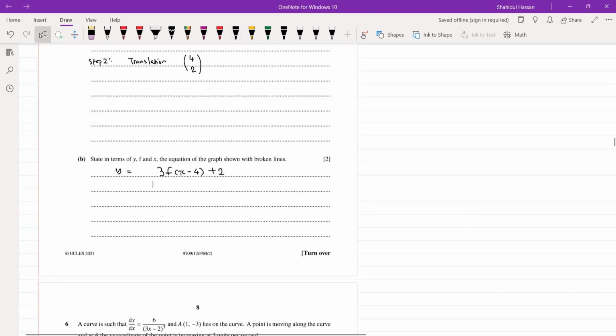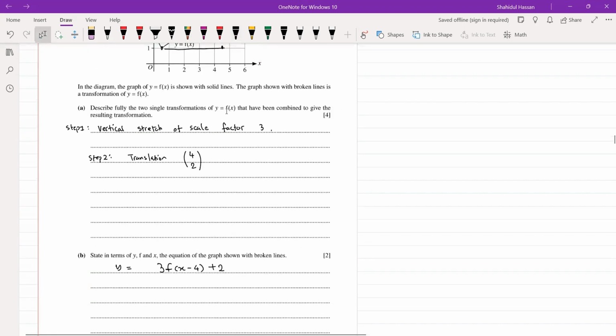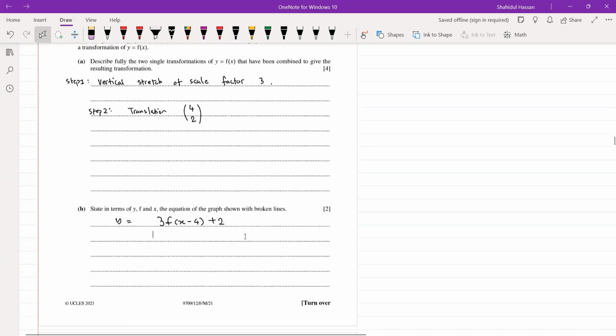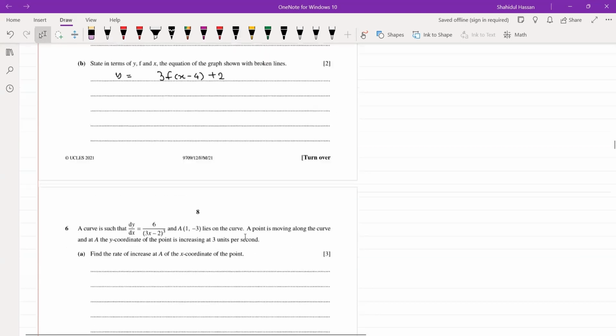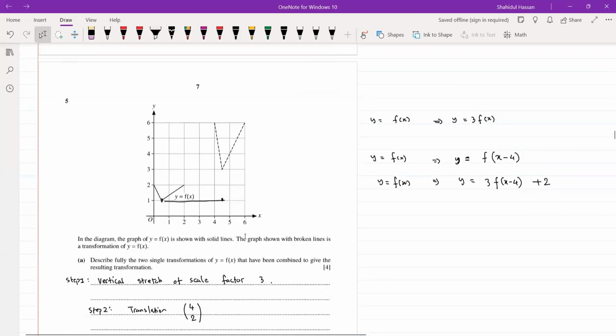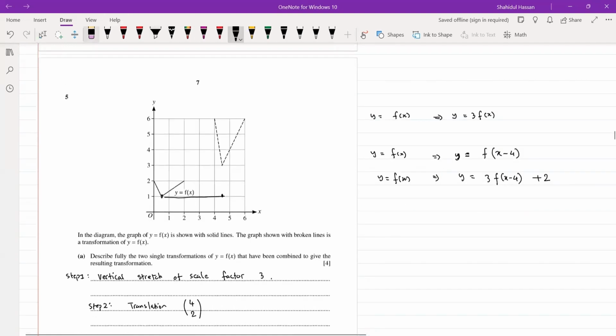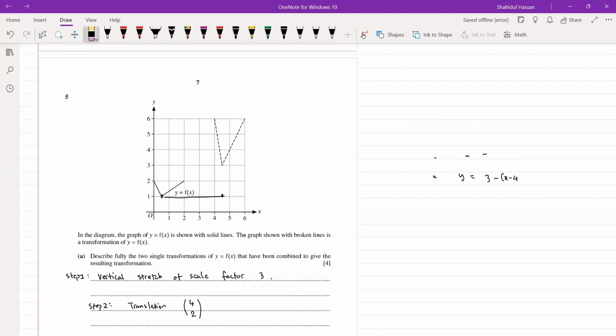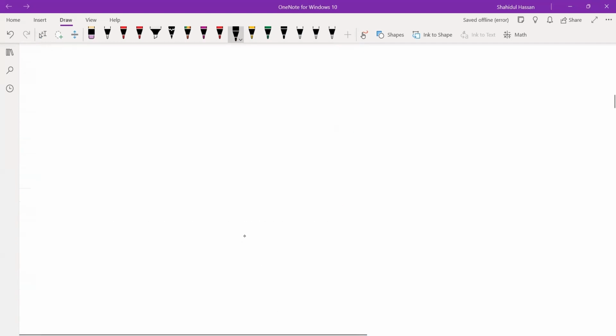State in terms of y, f and x the equation. We have described the transformation. We have written down the equation here. Okay. That's how you do this problem. Understand, students? Yes, sir. Okay, so far we have learned how many marks?